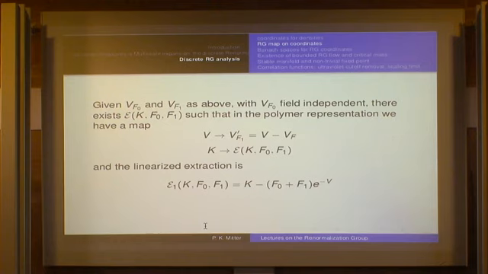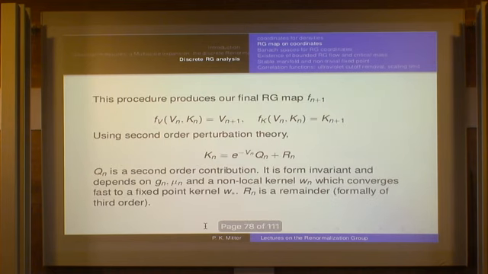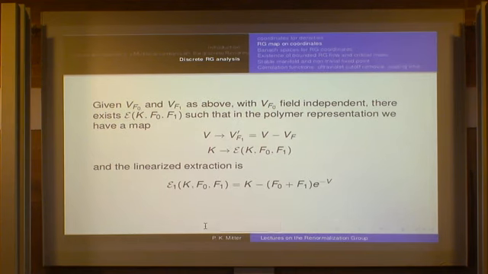And here again, I've written a linearized form. It's a nonlinear formula, which can be controlled, but the linearized form is the most important, which is K minus F, the F0 plus F1 e to the minus V. That's it. That's the linearized form. So we have to compute what this should be. Linear in K.